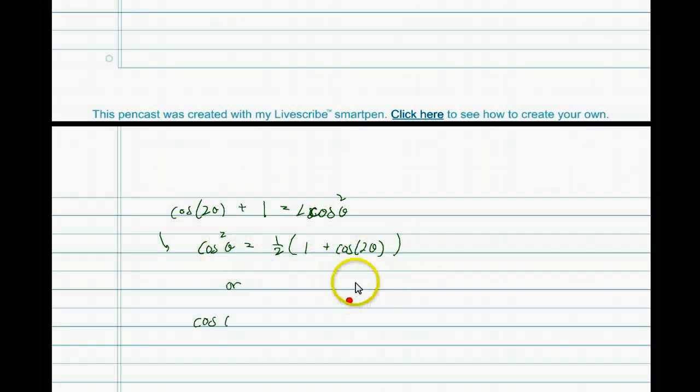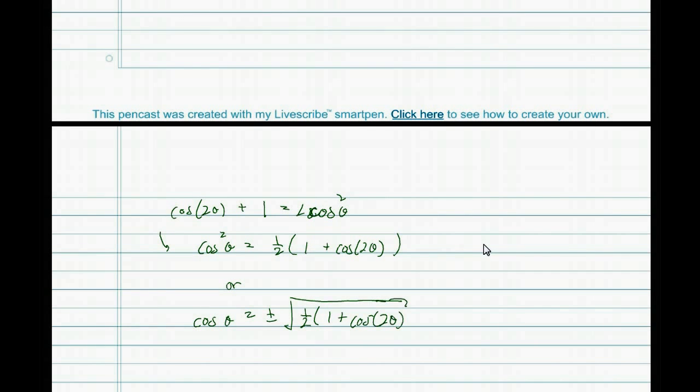Or if you want to actually solve, you take the square root of both sides, and you get that the cosine of theta is plus or minus the square root of the quantity 1/2 times 1 plus cosine of twice that angle.